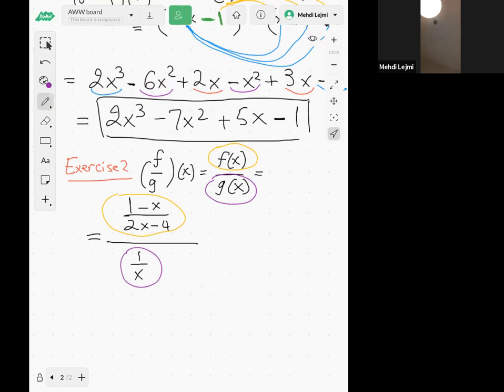All right? Now, guys, when you divide functions, it's like when you divide numbers. If you have a fraction divided by another fraction, then you have to flip the fraction in the bottom. So this one here, you have to flip. What I mean is, we have 1 minus x over 2x minus 4 multiplied by, and then I flip the 1 over x, so that would be x over 1.